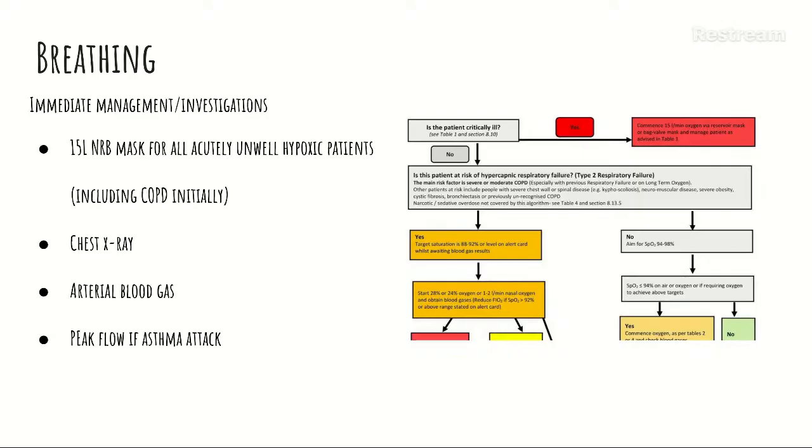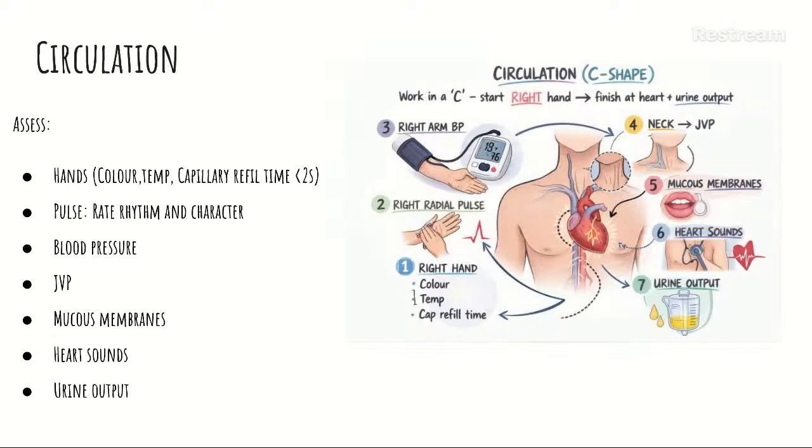Getting a chest x-ray is always pretty useful in these scenarios. ABG as well. And then depending on the scenario, so if you had something that you thought might be an asthma attack, you could ask for a peak flow. And then they might actually give you the x-ray, the ABG and the peak flow to look at and analyze in the station. But sometimes they won't give it to you straight away, so you can just do your assessment and move on to the next step, which is circulation.